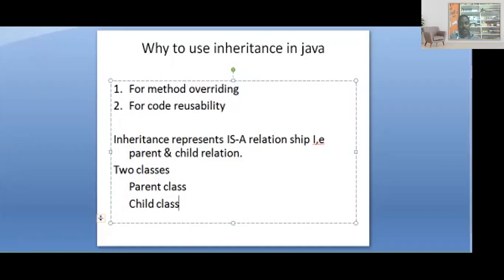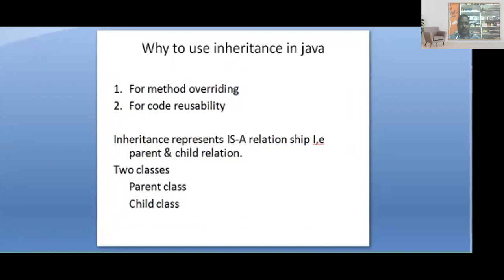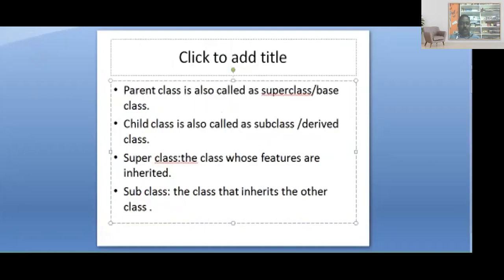An is-a relationship is nothing but a relation between the parent and child. So here, when it comes to inheritance, we are going to come across two classes. One is the parent class, one is the child class. Then what can we call the parent class with some other name? The parent class is also called the super class. It is also called the base class. And the child class is also called a subclass or derived class.